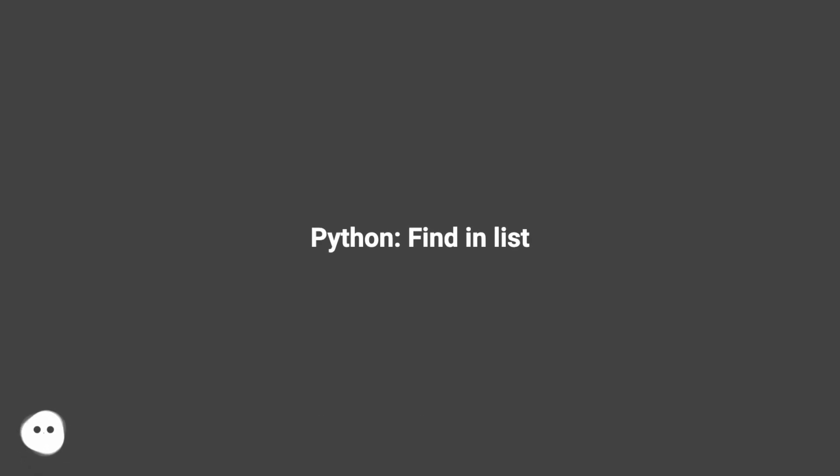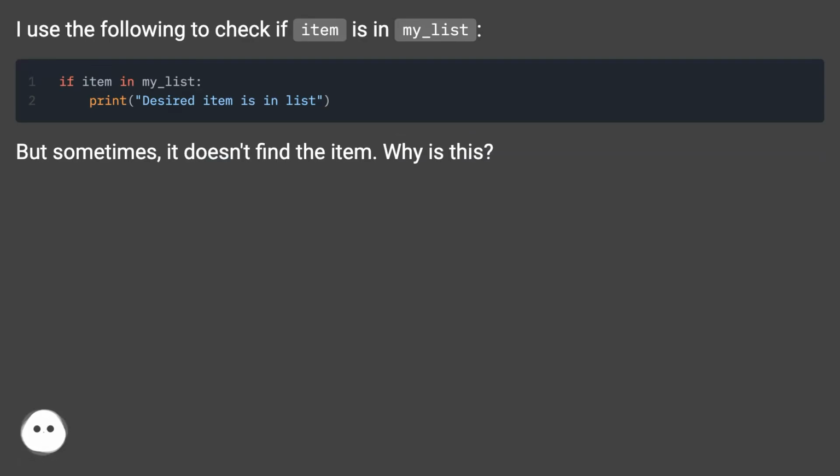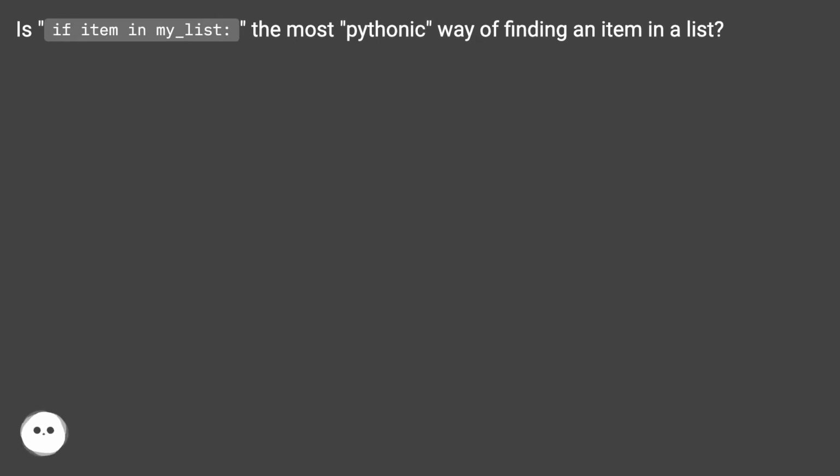Python, find in list. I use the following to check if item is in my_list: but sometimes it doesn't find the item. Why is this? Is "if item in my_list:" the most Pythonic way of finding an item in a list?